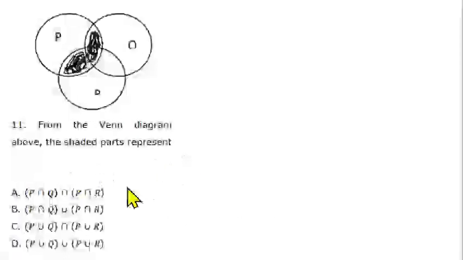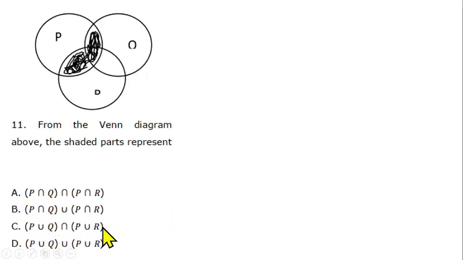Question number 11 is from set as well. We are given that from the Venn diagram above, the shaded part is represented by, so of course the diagram is not too good, but nevertheless we still use it. These are set P, Q, and R. You are looking for what represents this shaded portion. You can see that this part that is shaded is P intersection R, and this part that is shaded here is P intersection Q.